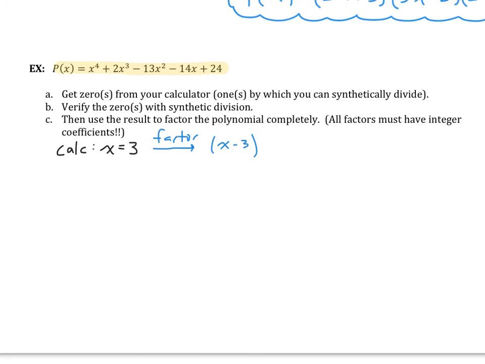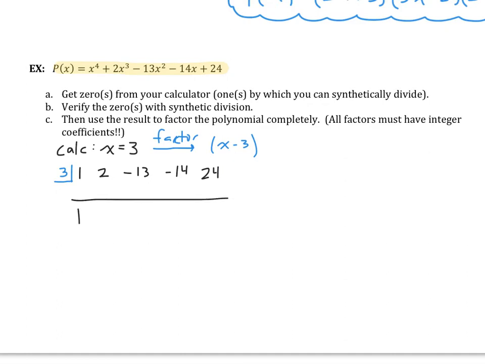All right, so 3 is going to go into the corner. I take a look at the polynomial that we have, just double checking we don't need any placeholders. So we can go ahead and carry out the synthetic division. Let's whittle this polynomial on down, right? So our coefficients are 1, 2, negative 13, negative 14, and 24. So let's carry this out.